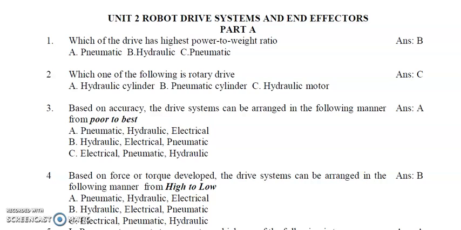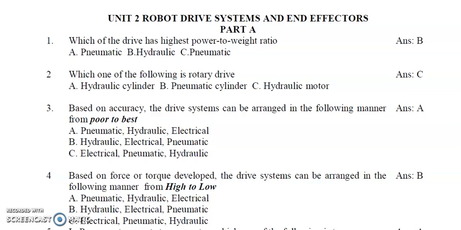Question number 1, which of the drive has highest power to weight ratio? A. Pneumatic, B. Hydraulic, C. Electric. The power to weight ratio is higher for hydraulic systems, hydraulic drives. So the answer is B.